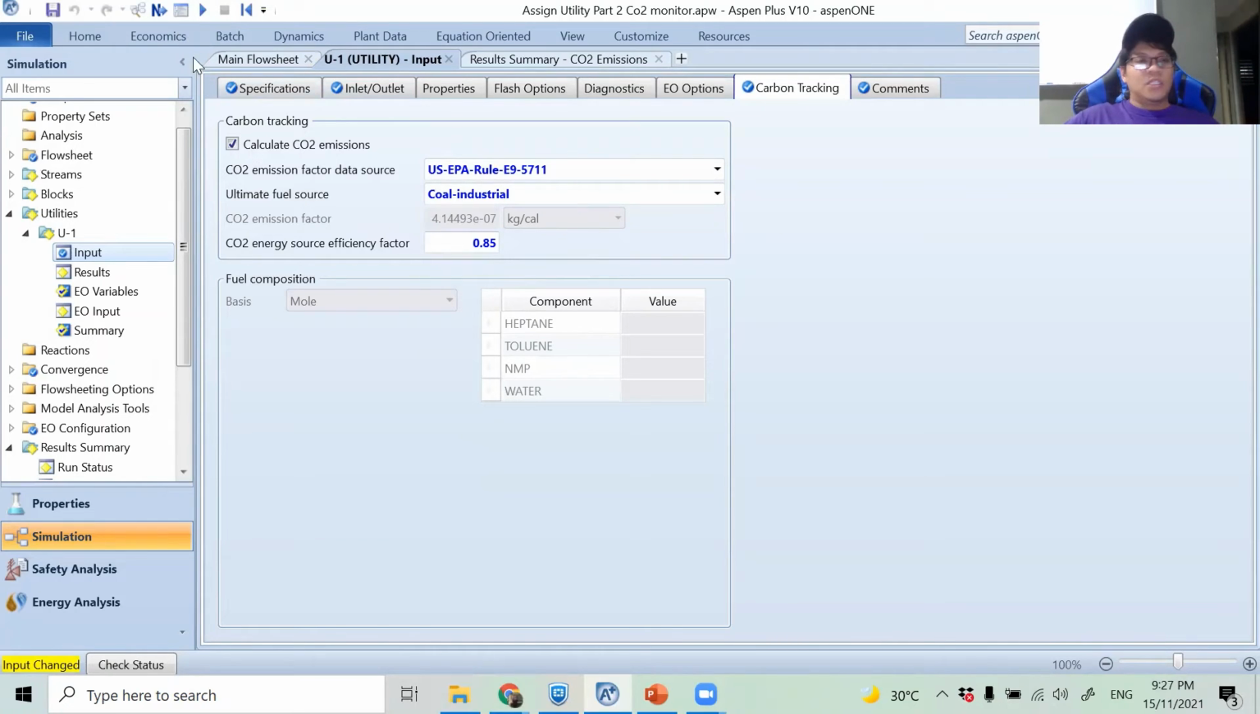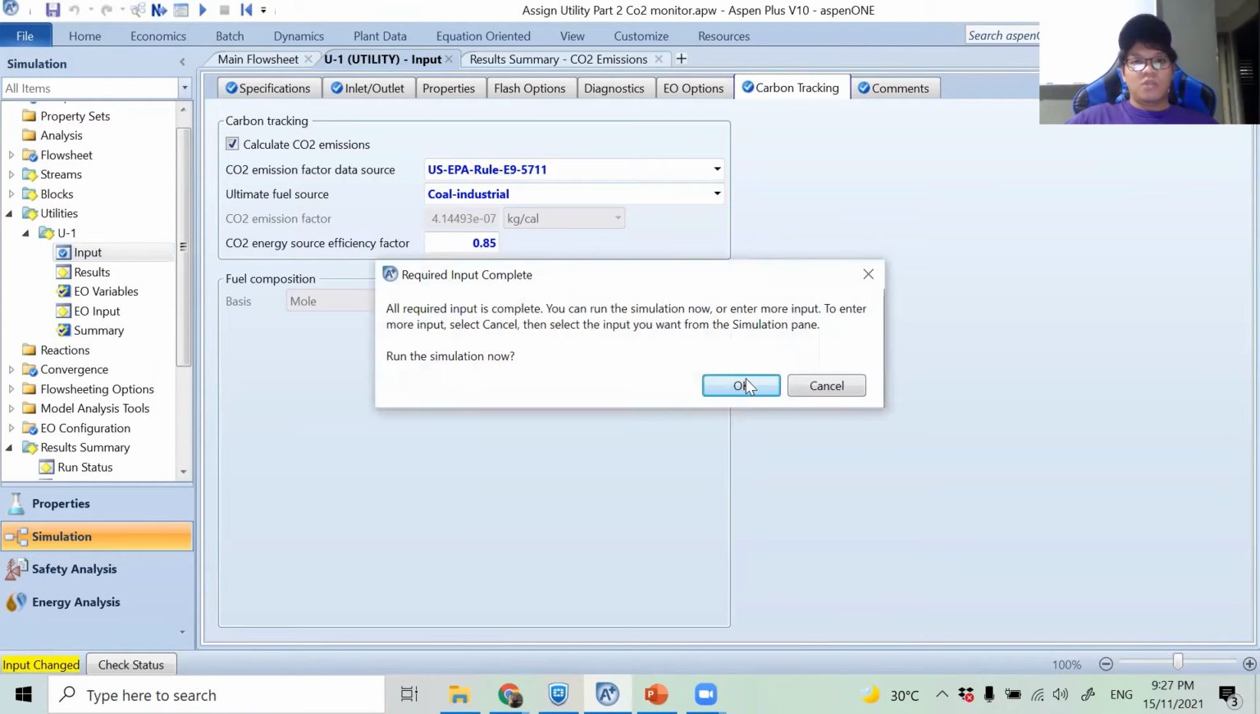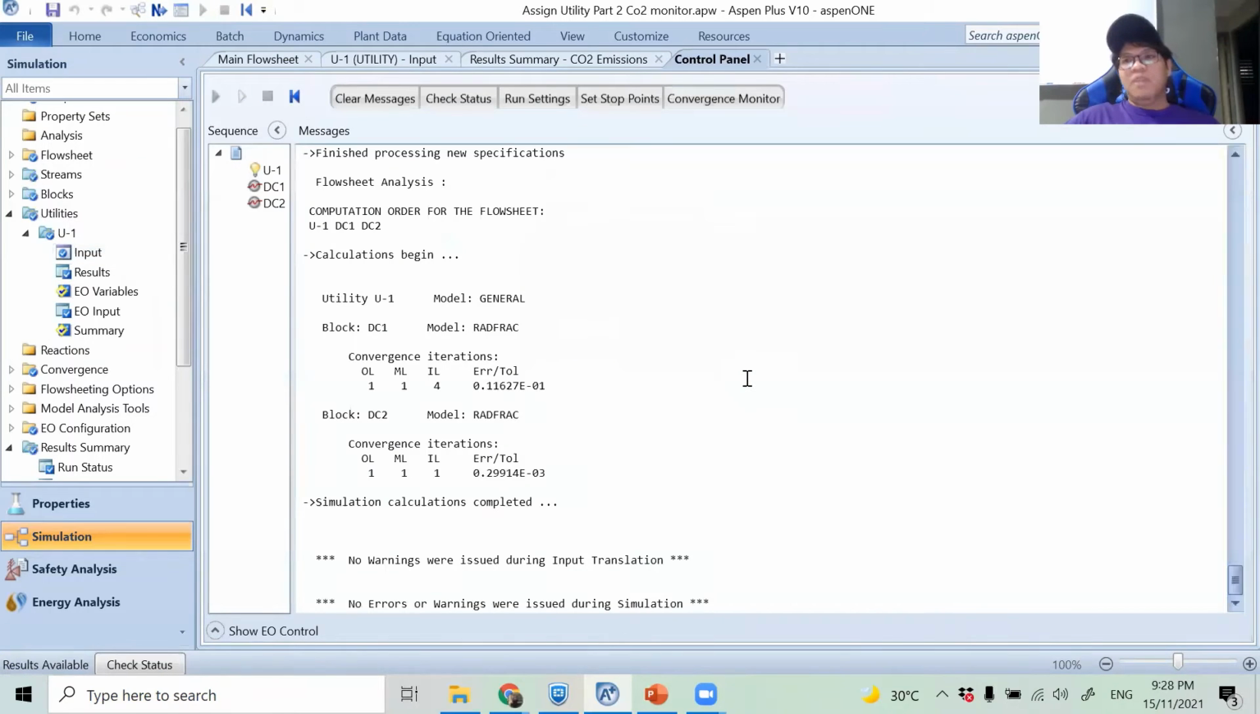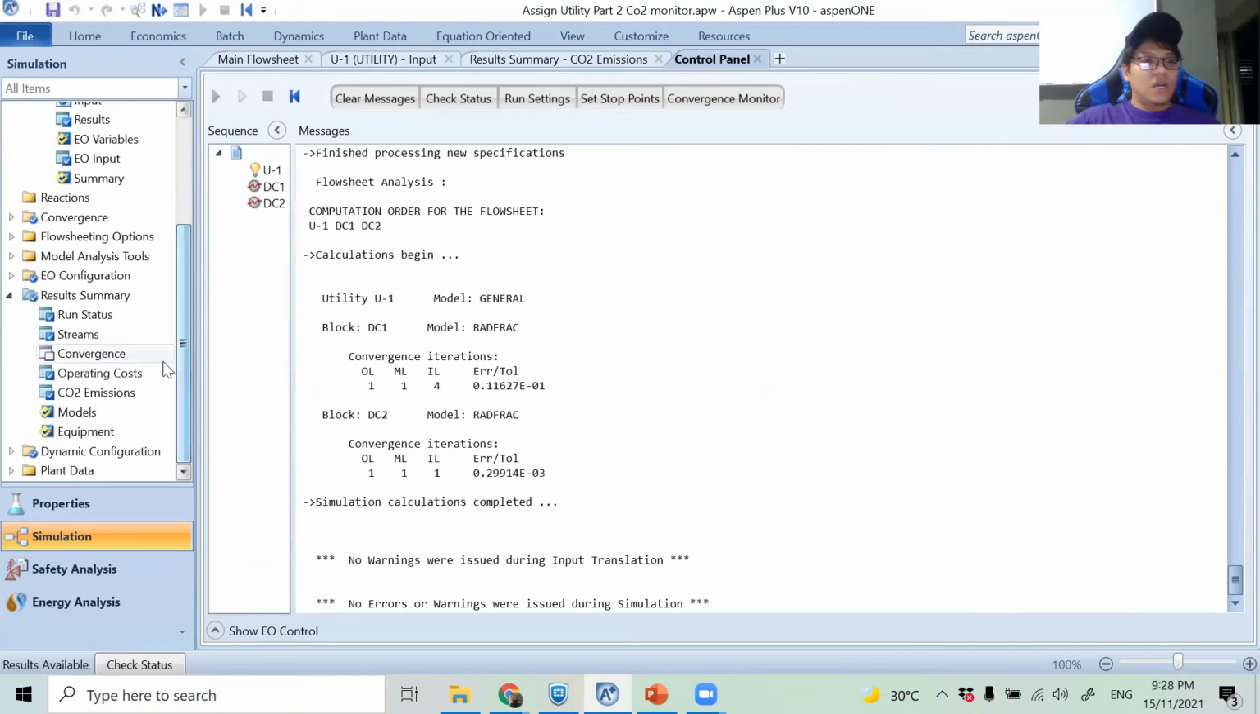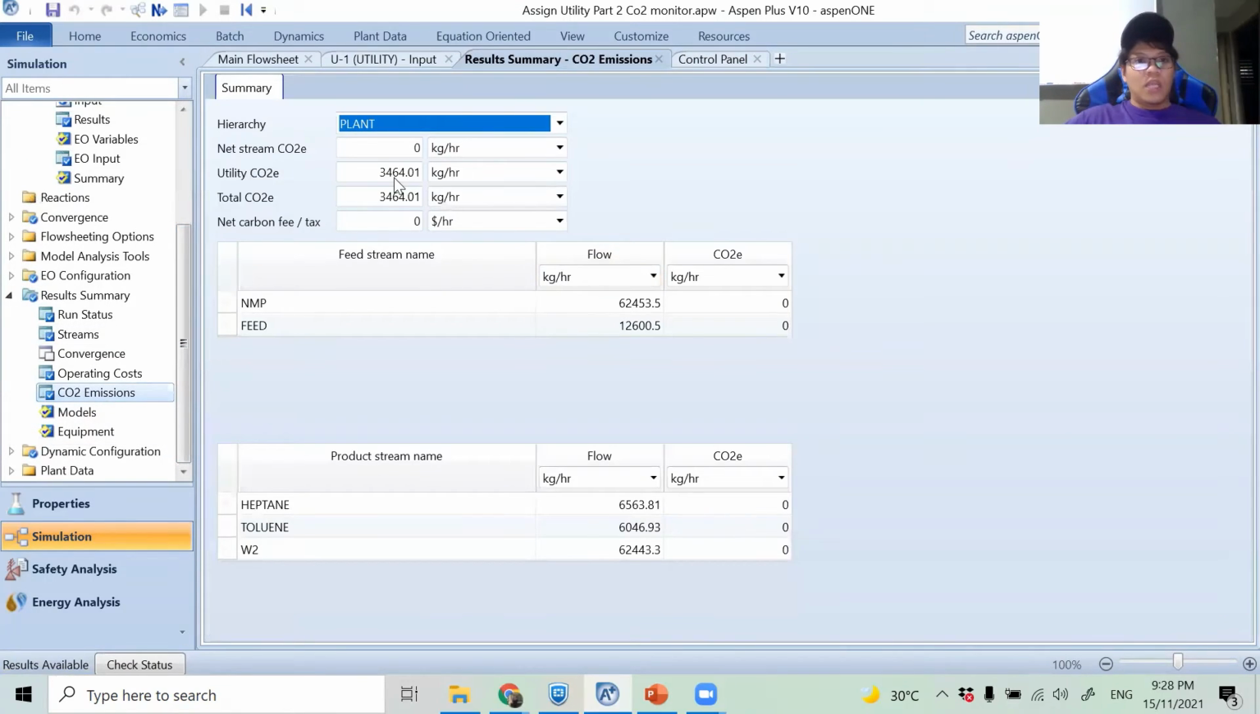And then just click next, and then you should be able to get the result. This is before carbon capture, by the way, because if you remember, my carbon capture technology is able to capture around 90% of CO2. But let's see the result first. If I use coal, I will get around 3464 kilogram per hour of CO2 for utility.